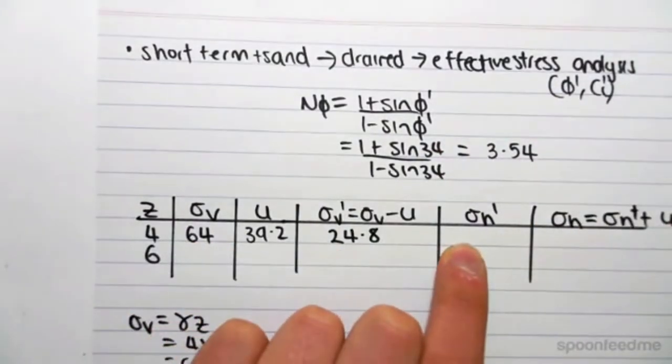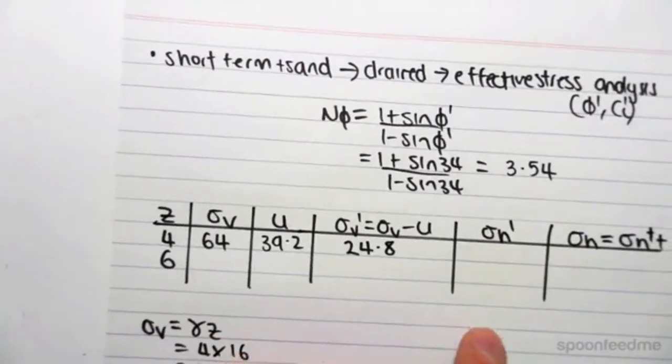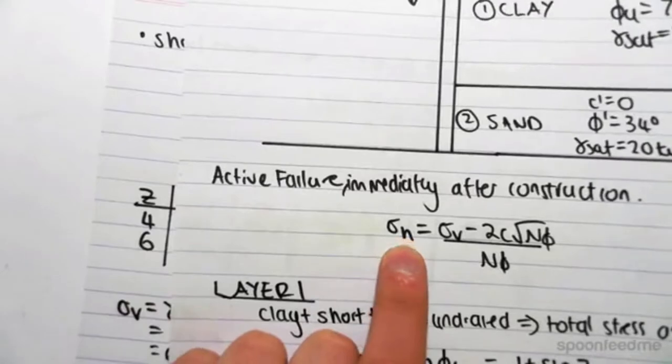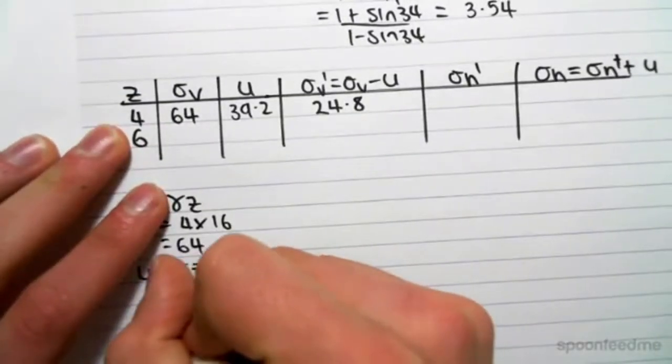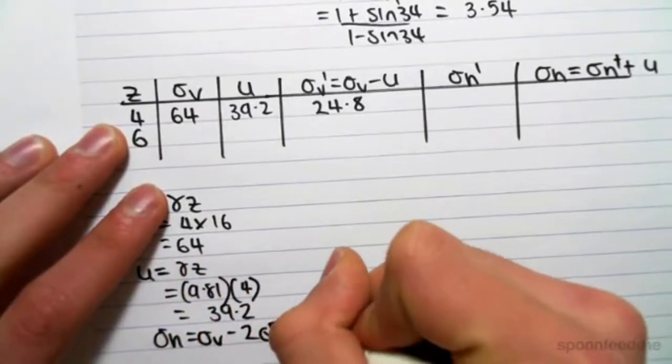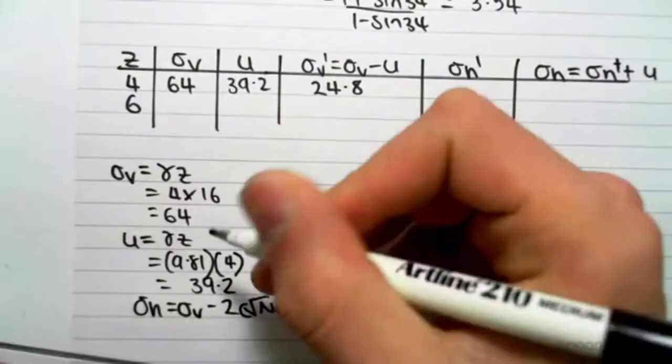We could then find sigma H dash. Because we are once again looking at an active failure, our failure criteria is this formula here. So we have sigma H equals sigma V minus 2 square root N phi on top of N phi.